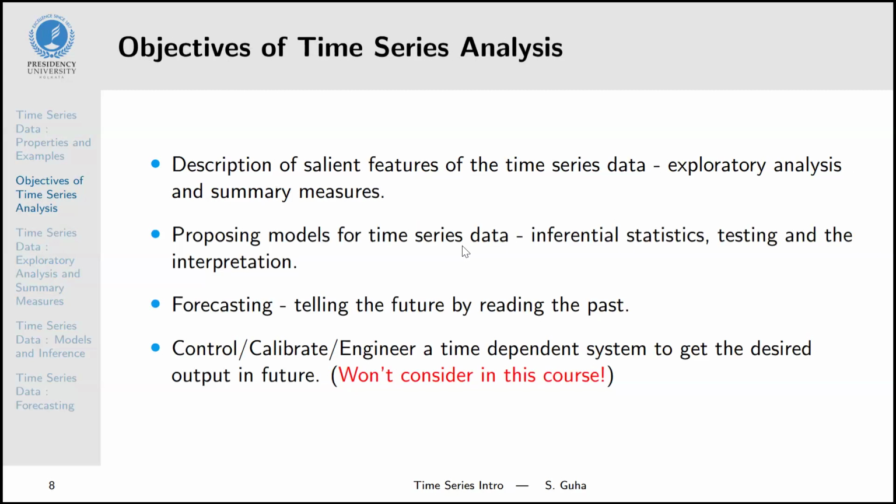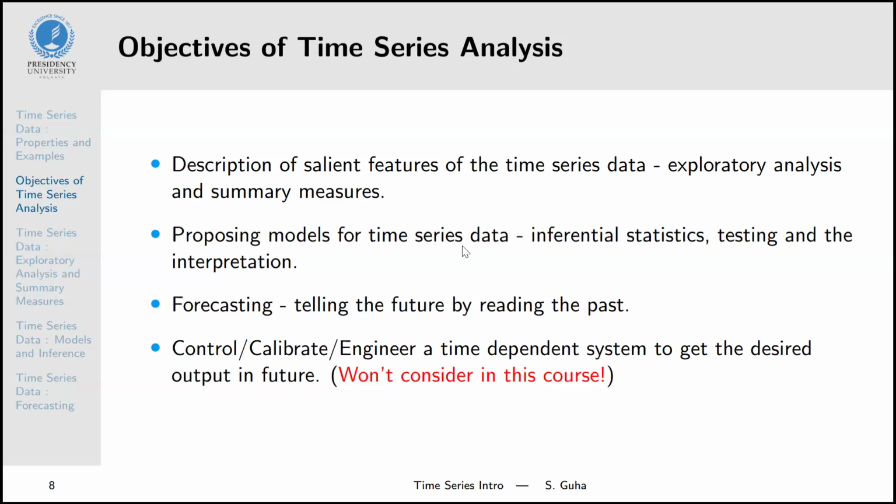Regarding the last point, calibrating a time dependent system to get a desired output. If we don't get the desired output, we have to calibrate the initial point. But the initial point is already fixed, so how can we calibrate that? The thing is that it may not be applicable for the kind of data we are talking about. It is applicable maybe in a factory situation.